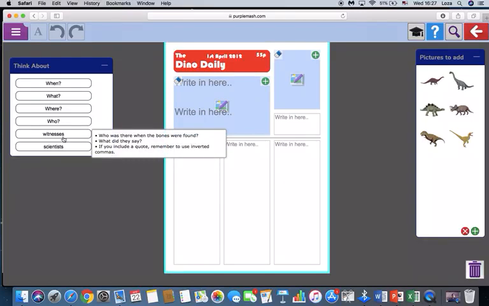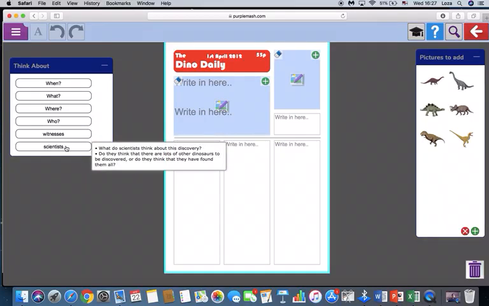So continue to use the think about words. They help you to organize your newspaper report. And if you organize it according to the questions under think about, you'll end up with paragraphs. Good luck with this task.